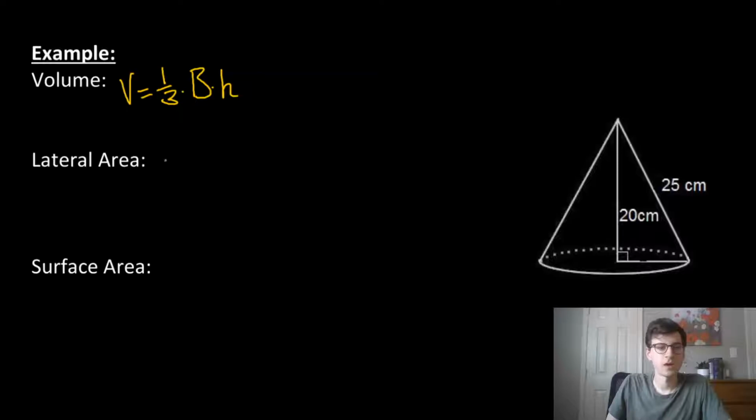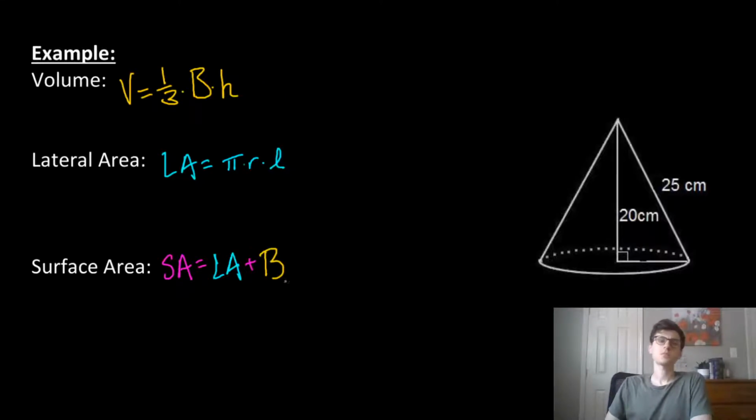The lateral area is pi times radius times the slant height. And the total surface area is equal to the lateral area plus the area of the base. Okay, so we've got some commonalities, at least between volume and surface area. They both need the area of the base. And with lateral area and surface area, obviously to find the total surface area, we need the lateral area.